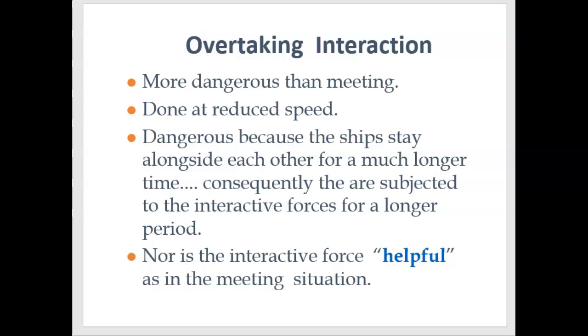So now we've got a ship in an overtaking situation. One ship is doing 4 knots. One ship is doing 6 knots. The relative speed, that's the reduced speed, is only 2 knots. So those ships are exposed to the danger, to the risk, because they stay alongside each other, just as I've written in the third bullet, for a much longer period of time. They're subjected to the interactive forces for a longer period.